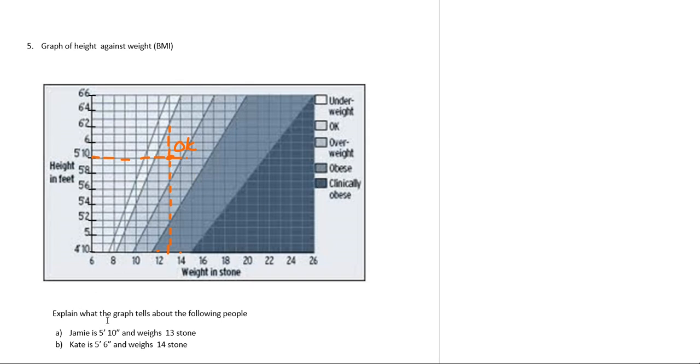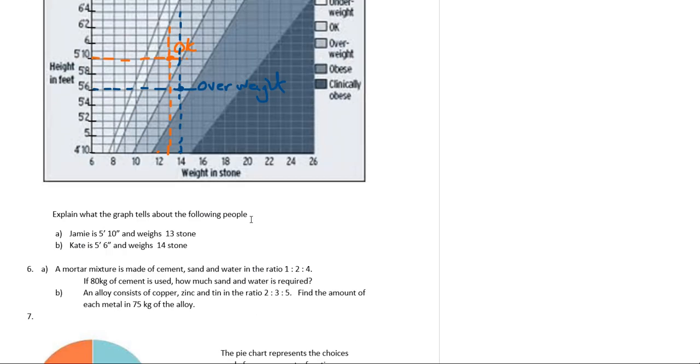1, 2, 3, 4. And the next person's 5'6" and 14 stone. So I'll just do it in a different colour. There's 14 stone. I'll just draw that up all the way. And they're 5'6". They're quite short, and a bit heavier, a lot shorter, a bit heavier. So they're in this zone. I'm going to call that zone 3. So they're in the overweight zone. Probably very close to my own zone. Overweight. So all you're doing is drawing a line from both of your bits of data and seeing where it meets.